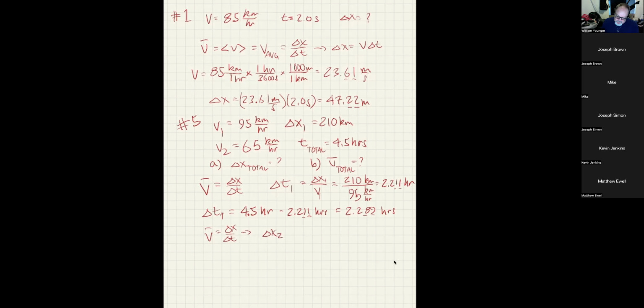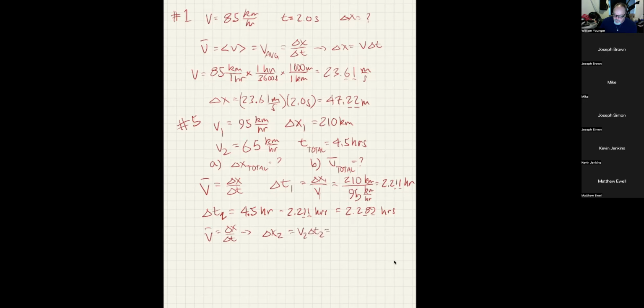That should have been a T2. I just corrected that. Everybody see I changed that to delta T2. That's really what I was supposed to call it. I don't know why I called it T1. We already established T1 was, our 1 was the 95 kilometers and all that stuff. So what we can see is delta X2 is going to be equal to V2 delta T2.